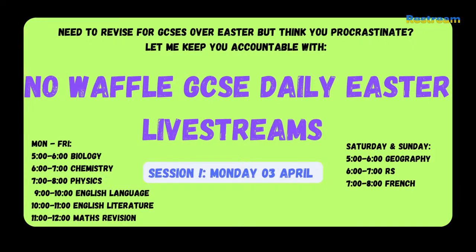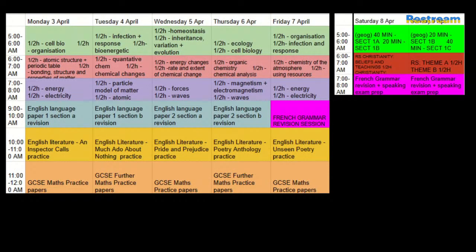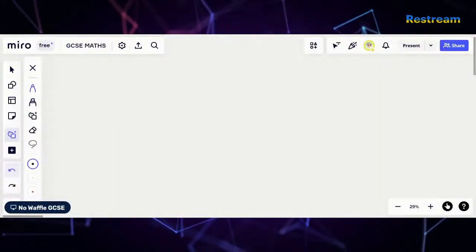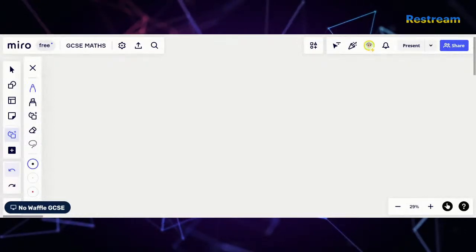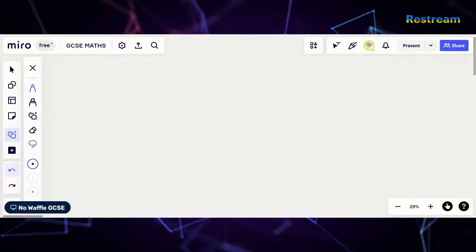Let's start off as usual with the sciences. So, what I would like you to do, here is a timetable just for your reference. And today we're going to start on biology, infection and response, because we did the first two topics yesterday.